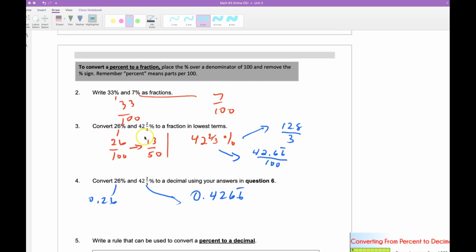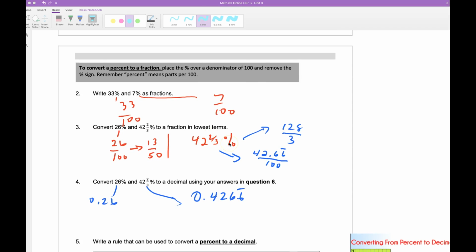Here are some other ones. 26% reduces to 13 out of 50. 42 2/3%, that's a trickier one. If you're going to put it to a fraction, one way to look at it is 128 out of 3. You have to remember that process: 3 times 42, which is 126, plus 2 is 128. So these are multiple ways to look at this one as a fraction. This is kind of a weird one because of the fraction involved in the percent, but it's 128 out of 3, and that's another way to think about it.